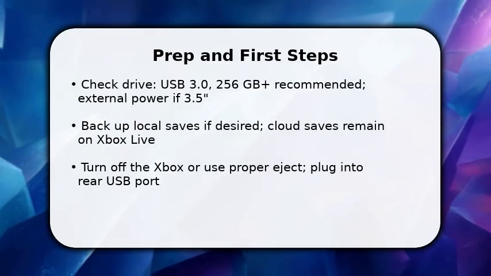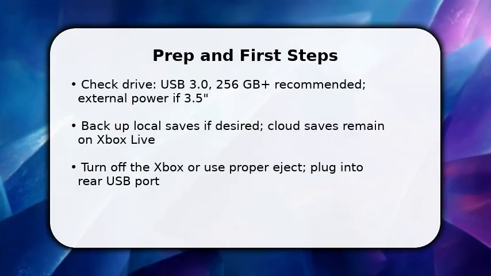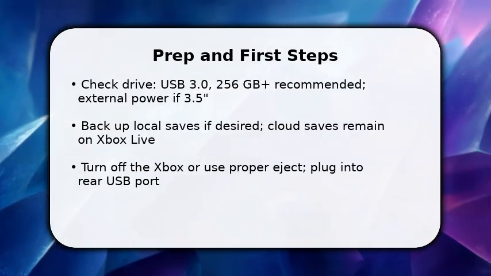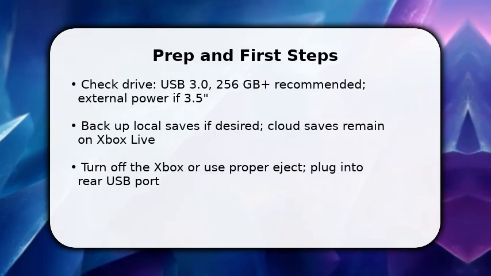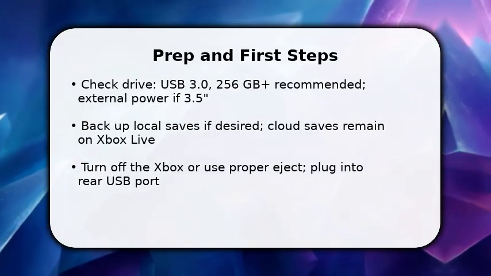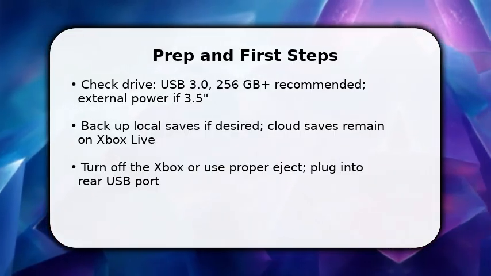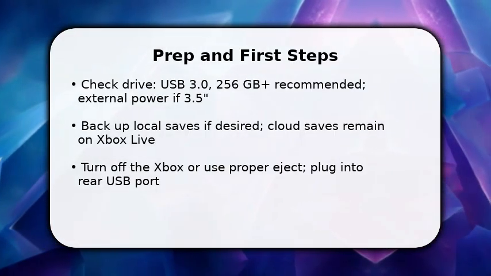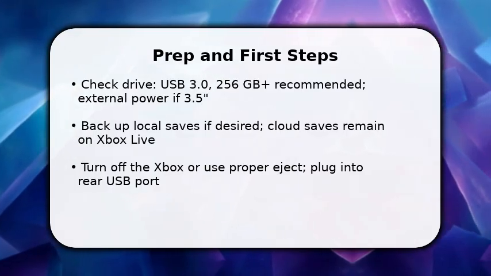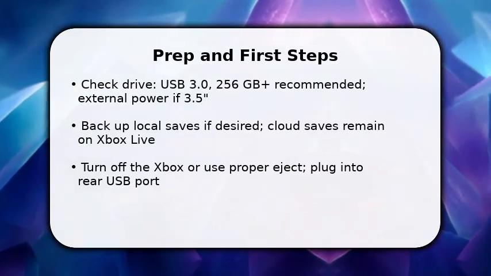You start by confirming the drive is USB 3.0 or better and has enough space. Xbox requires speed and capacity for games. Once connected to the rear USB port, power the Xbox on. The console will detect the drive and prompt formatting. Accept and choose Install new things on this drive, so games install there automatically.